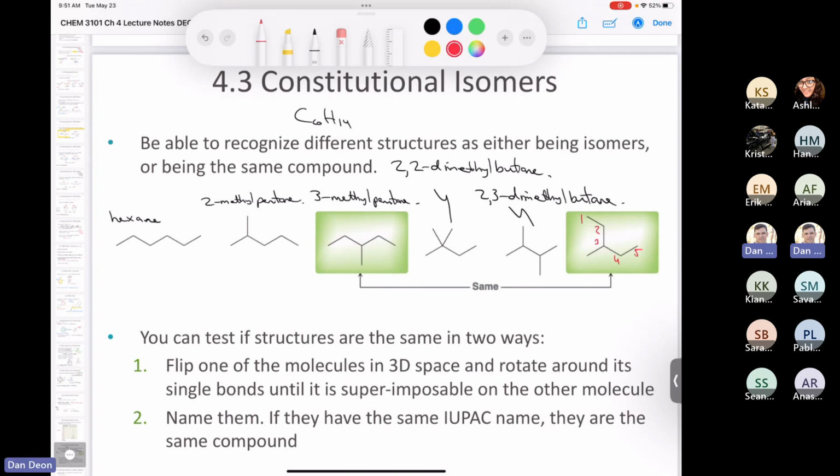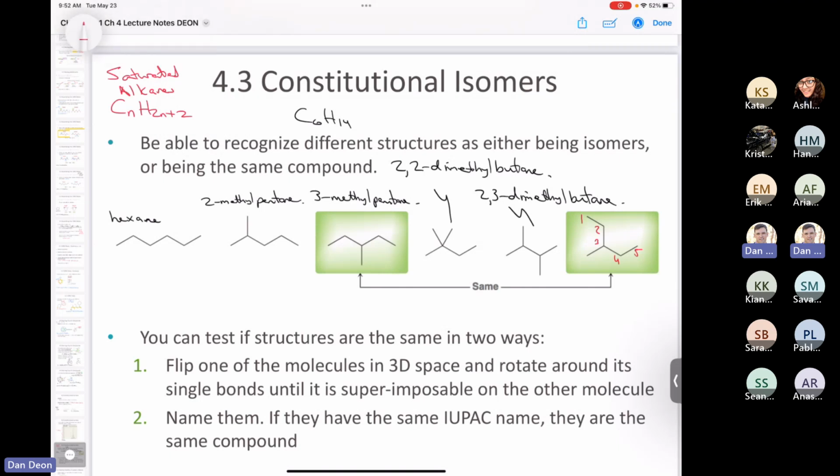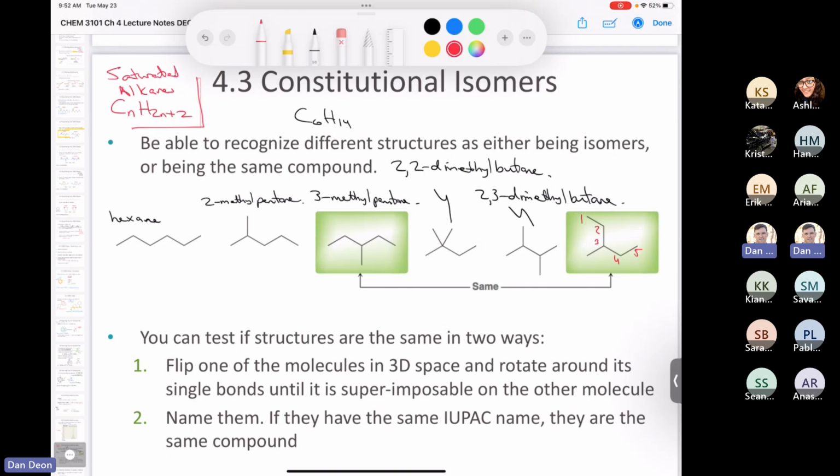And so you can give them a name, and that way you can determine whether they're the same or not. So yes, somebody asked me about the formula CnH2n+2. This works for saturated alkanes. It turns out the cycloalkanes don't follow this formula, and I'll explain why in a little bit. But anything that's a saturated alkane will fall under this umbrella. That will work.